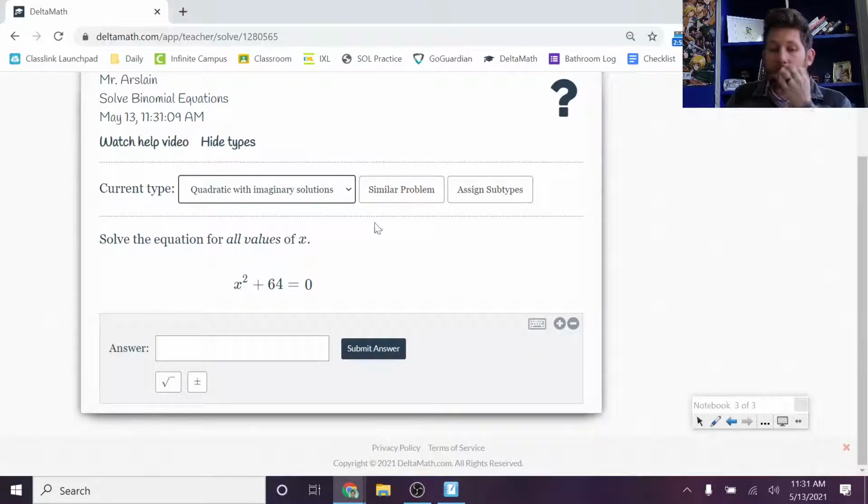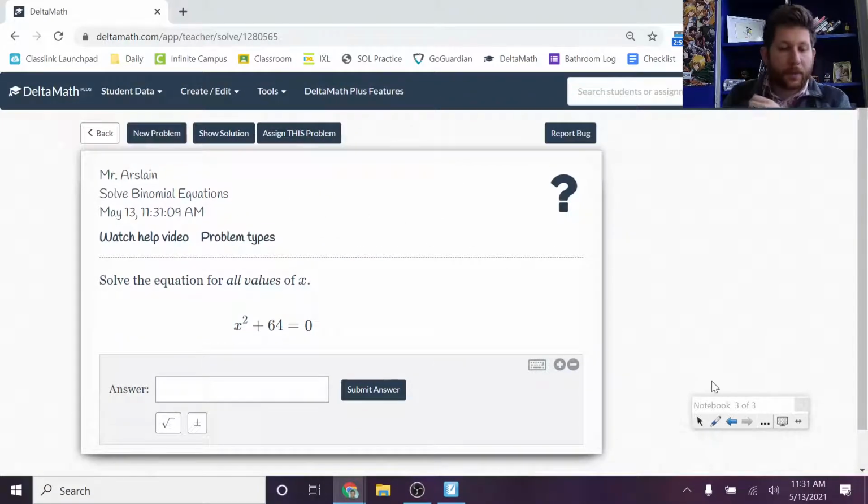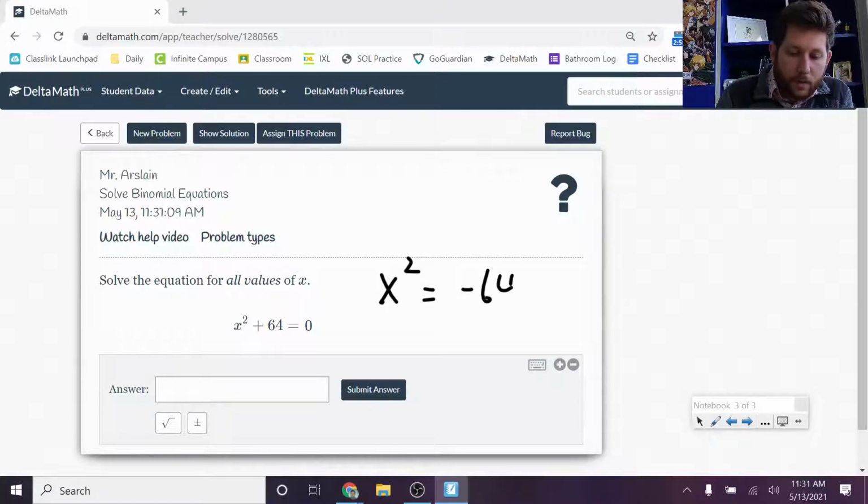All right, so let's take a look at this one. I've got x squared plus 64 is equal to 0. In this case, I would solve this out. I get x squared is equal to negative 64. I'd take the square root of both sides. So I know x is equal to plus or minus the square root of negative 64.